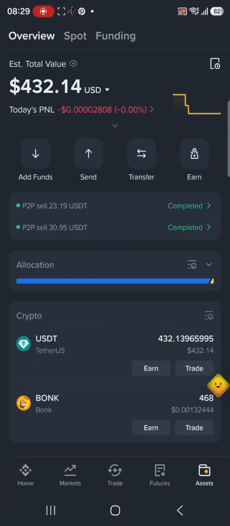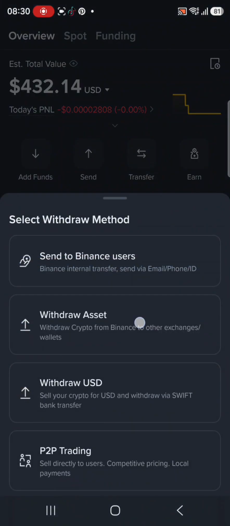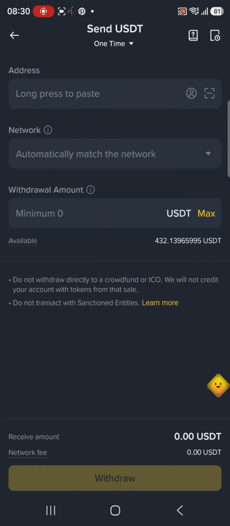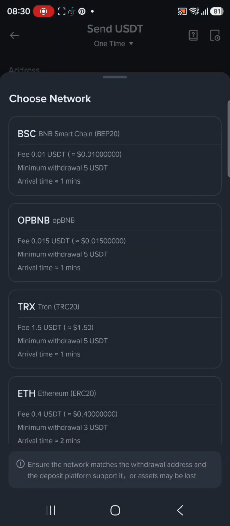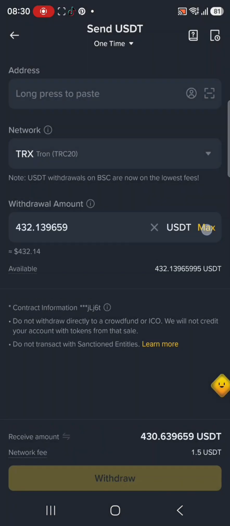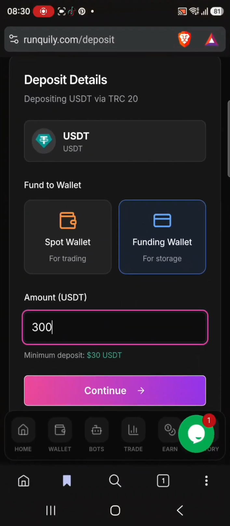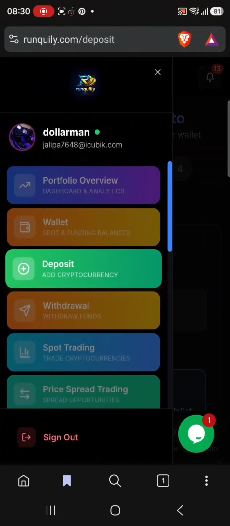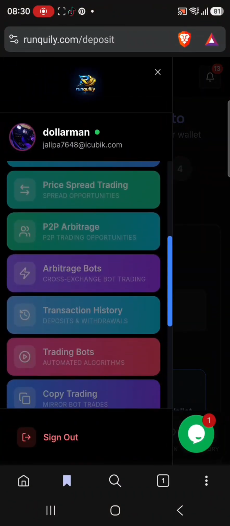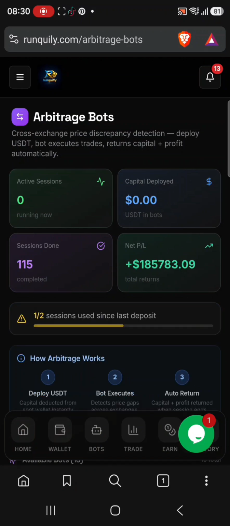Then you come on assets on Binance, you click on send, then you click withdraw assets, you click USDT, you long press to paste the address copied in Runquilly. Network is TRC20, amount is max, then you withdraw and confirm. After that, you will unlock your arbitrage opportunity, and also you will unlock something called arbitrage bots.